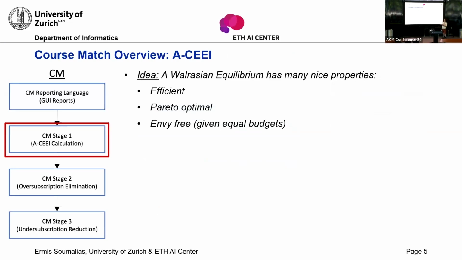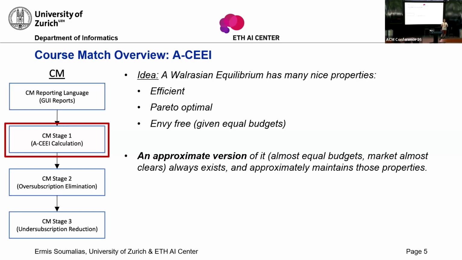Now let's look at the workings of the mechanism. The idea is that a well-priced equilibrium would have many nice properties for this problem. It's efficient, it's Pareto optimal, and if students have the same budget, it would also be fair. But there's a tiny detail missing: this thing most likely does not exist. However, Budish has proved that an approximate version of it, where the student budgets are almost equal, and the market does not exactly clear, but only approximately clears, always exists, and maintains approximately those nice properties.